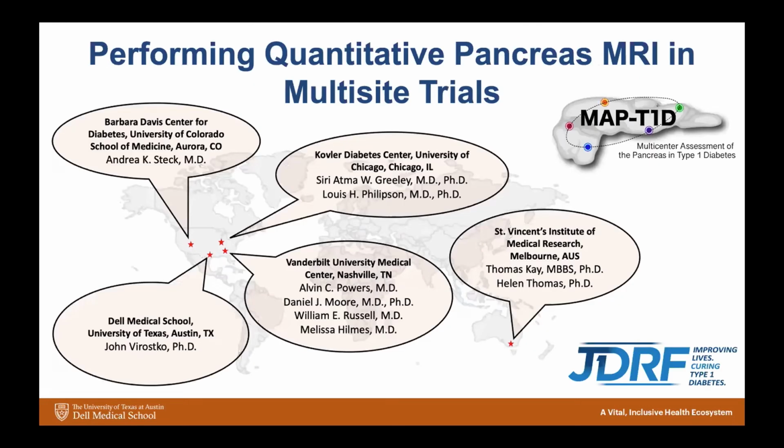So I've done a fair amount of thinking about these kinds of multi-site trials. For the past 5 years or so, we've been developing a consortium we call the Multi-Site Assessment of the Pancreas and Type 1 Diabetes, or MAP-T1D. It's a consortium that's trying to make pancreas imaging reproducible across different sites. I'm working with diabetes centers at Vanderbilt, Chicago, Colorado, here in Austin, as well as a group in Melbourne.